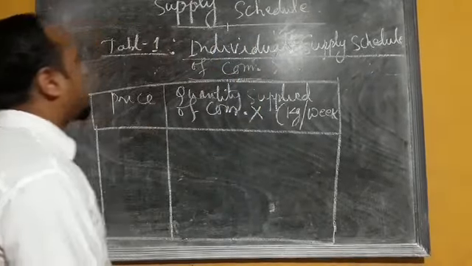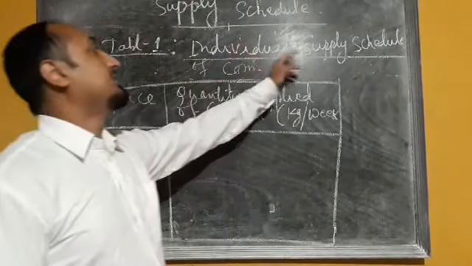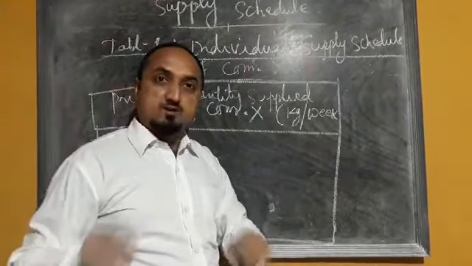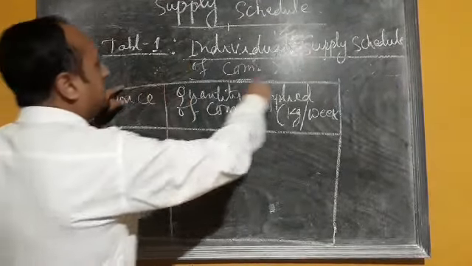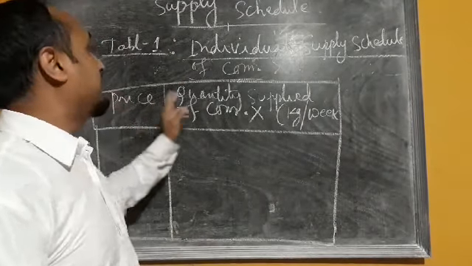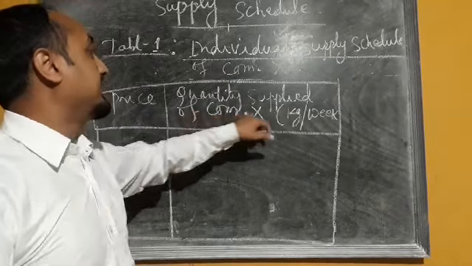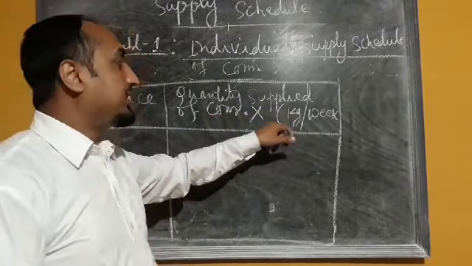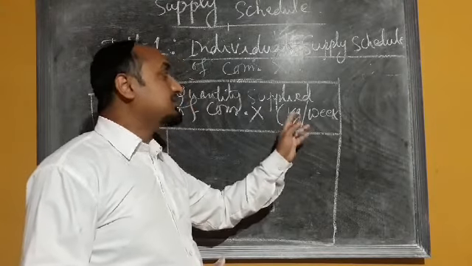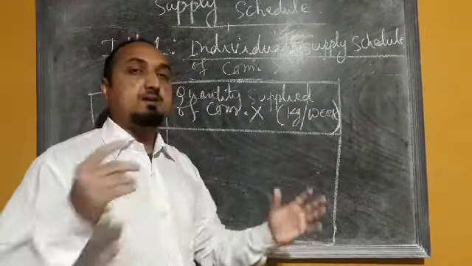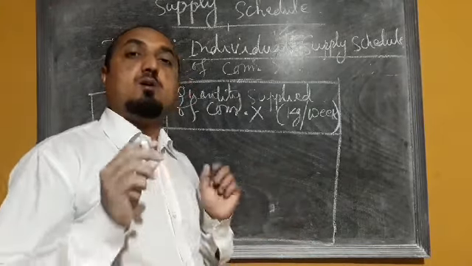So here I am going to show you the individual supply schedule. As I said, it is a tabular statement. So at the beginning, we have to draw the table. And in that table, the two variables are price and the quantity supplied of commodity X. Com. X means commodity X. Commodity X is measured in terms of kg per week. We are supplying the commodity in kg per week.